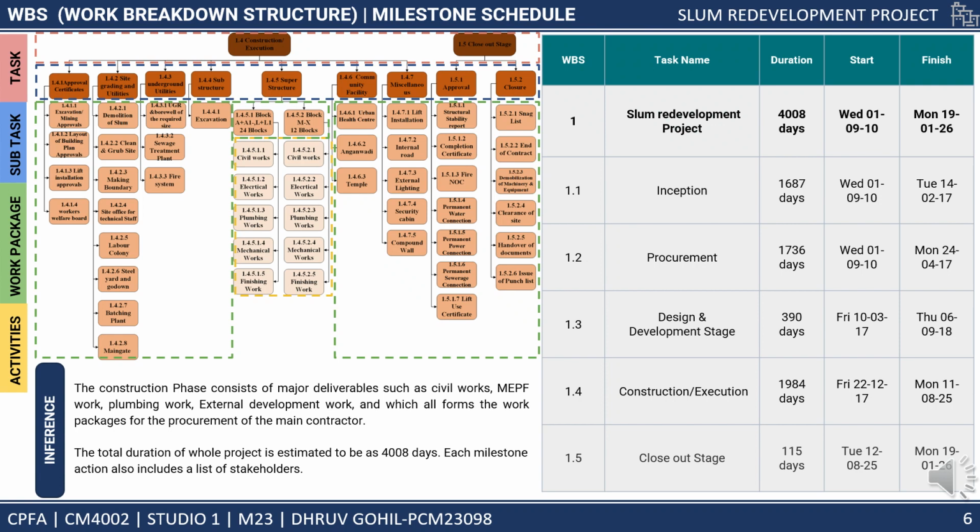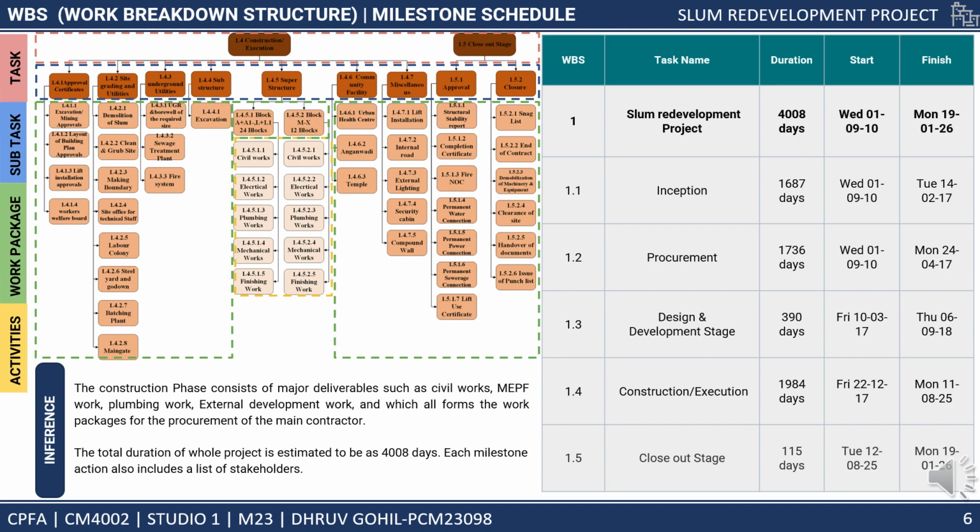As shown in the milestone schedule, the total duration of the whole project is estimated to be 4008 days. Each milestone action includes a list of stakeholders. The actual start of the project began on 1st September 2010. In the inception stage, there are subtasks like project objective, pre-feasibility, feasibility study and approvals, as we discussed in the previous slide. The procurement phase of the project started on 15th February 2017.